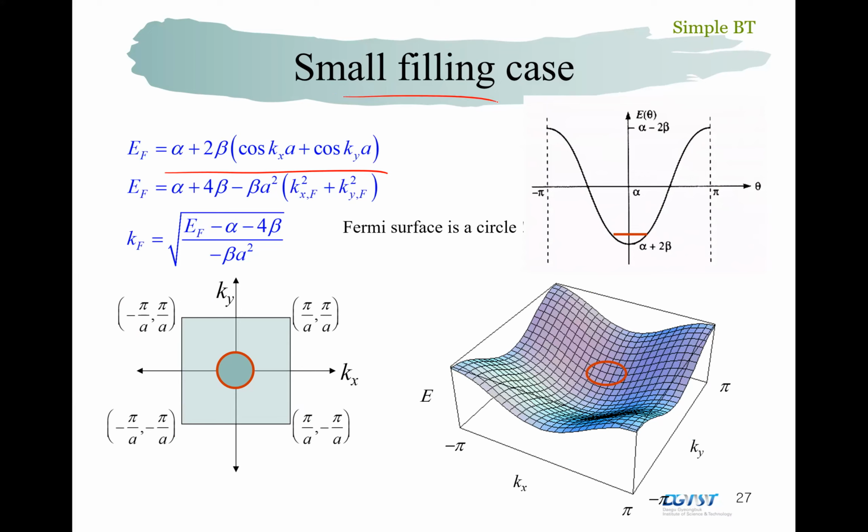And let's think about the small filling case, meaning the number of electrons is very small, so only the bottom of the band is occupied. In this case, we think about small k values, so we can take the approximation of cosine kxa, and we have this form. And the Fermi level can be expressed this way. And in k space, this is nothing else but a circle. So we have this kind of circle shape, and you can obtain this value called kF, the Fermi wave vector.